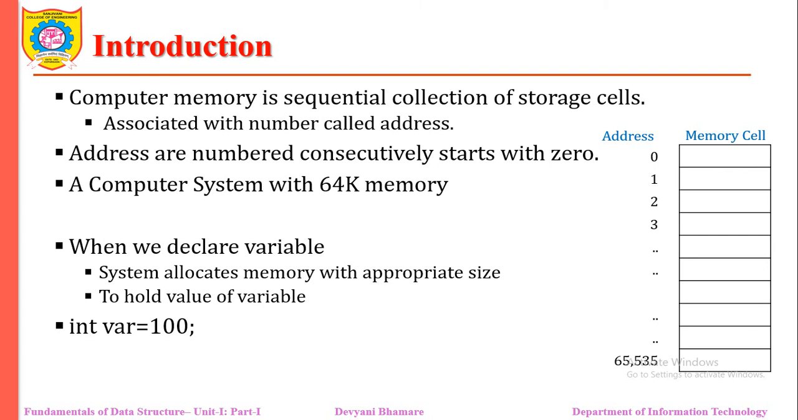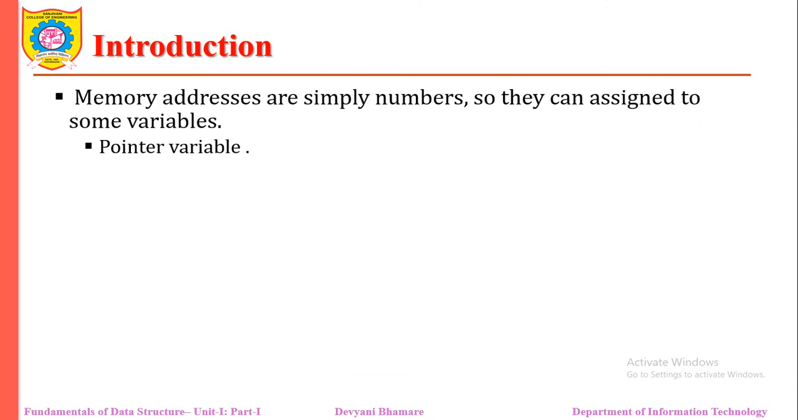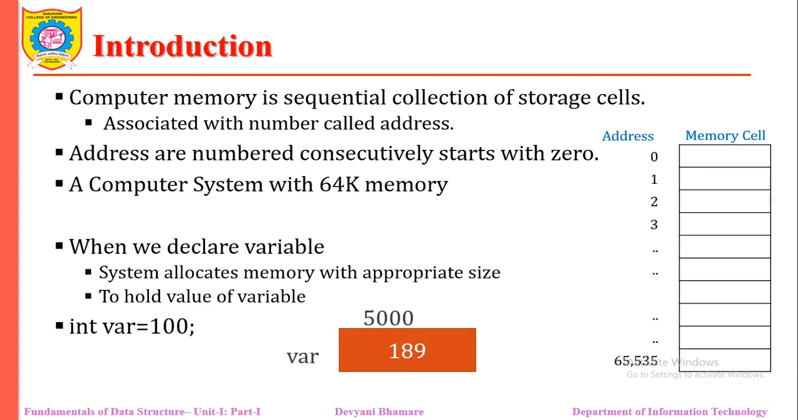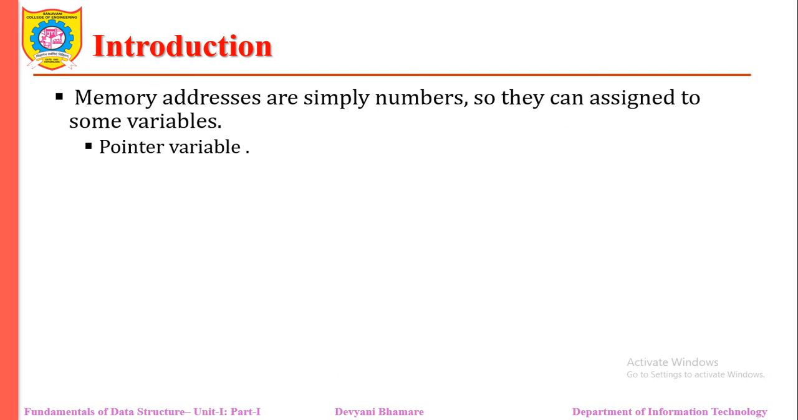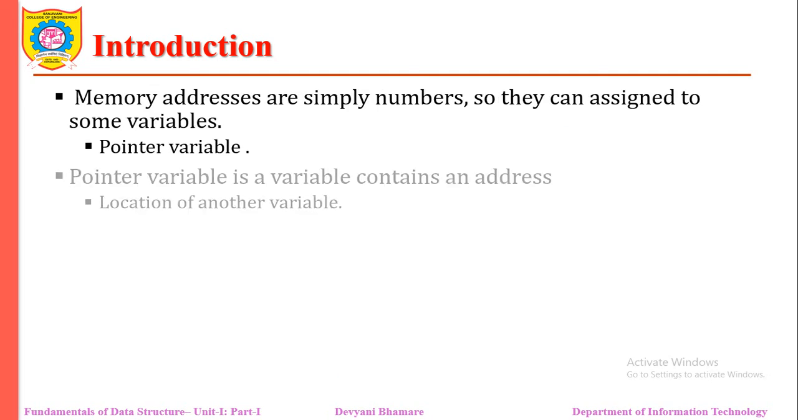Suppose int var = 100. Then what happens? The compiler allocates some memory space. Assume the space is at location 5000, with the name var and the value 100. Memory addresses are simply numbers. So is it possible to access these numbers with the help of some variable? Yes, we can do it with the help of a pointer variable.